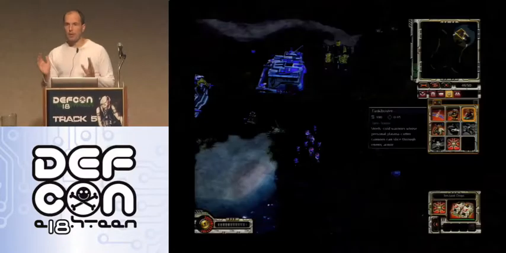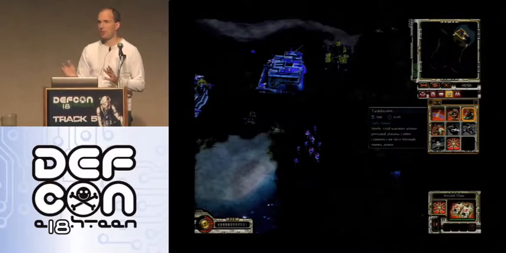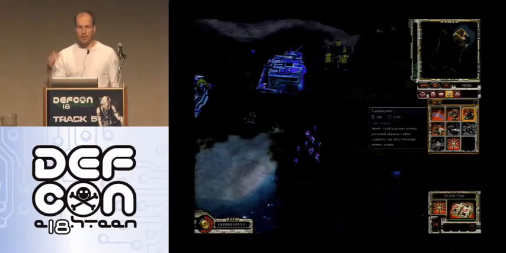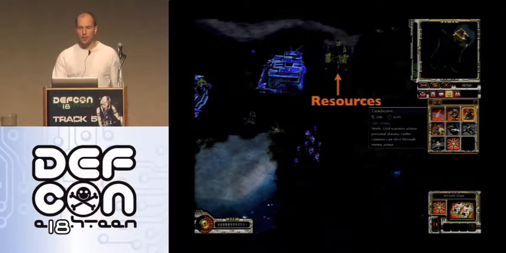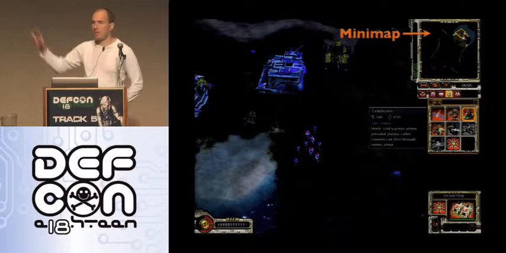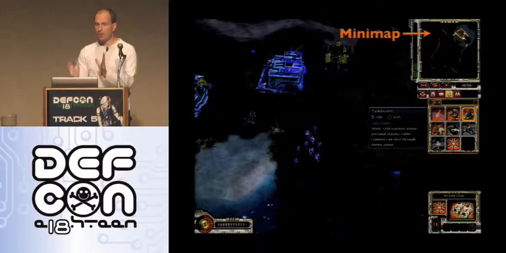For those who have never seen an RTS, and I think almost anyone here has seen one, the idea is you want to beat up your opponent, and to do that, you gather resources, and then you accumulate them until you can buy stuff like buildings and units. You usually have what we call a minimap in the corner, which displays the entire map.